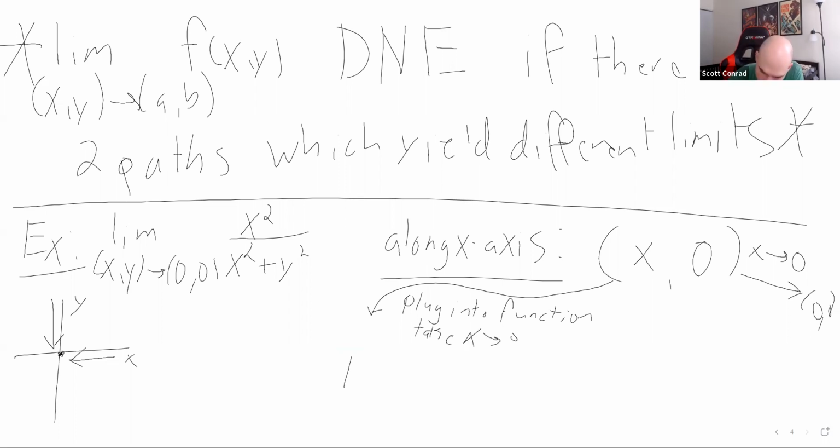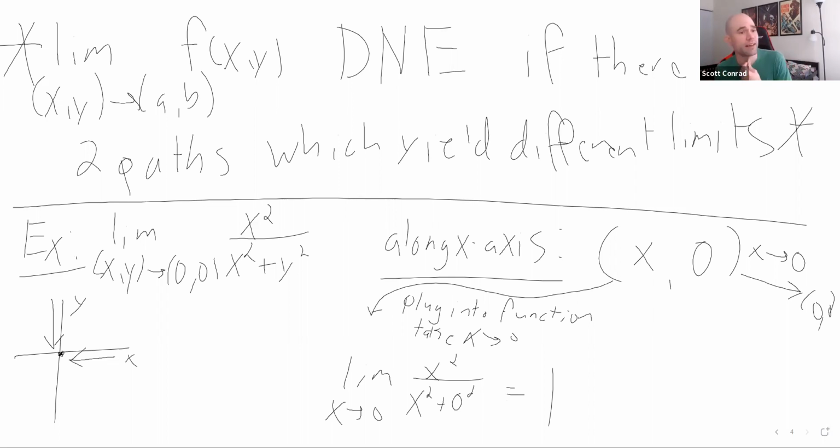Okay, so now we have the limit as x goes to 0. So we plug in x for x, 0 for y. So we get x squared over x squared plus 0 squared. And what's the limit as x goes to 0 of x squared over x squared plus 0 squared? We get 1, right? Okay, so we took the limit along the x-axis here.